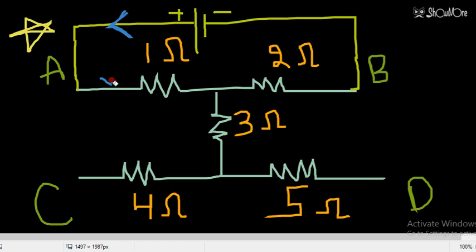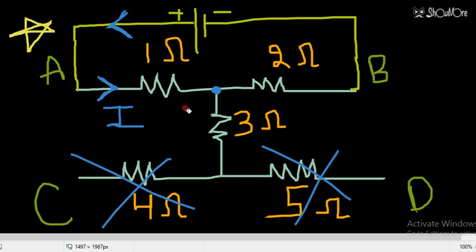Current will be coming from this side, this is I. Current will not distribute from this point, because the one below is open, this is an open circuit. So current will not flow to the open circuit, the same current will flow through this 2 ohm resistance.